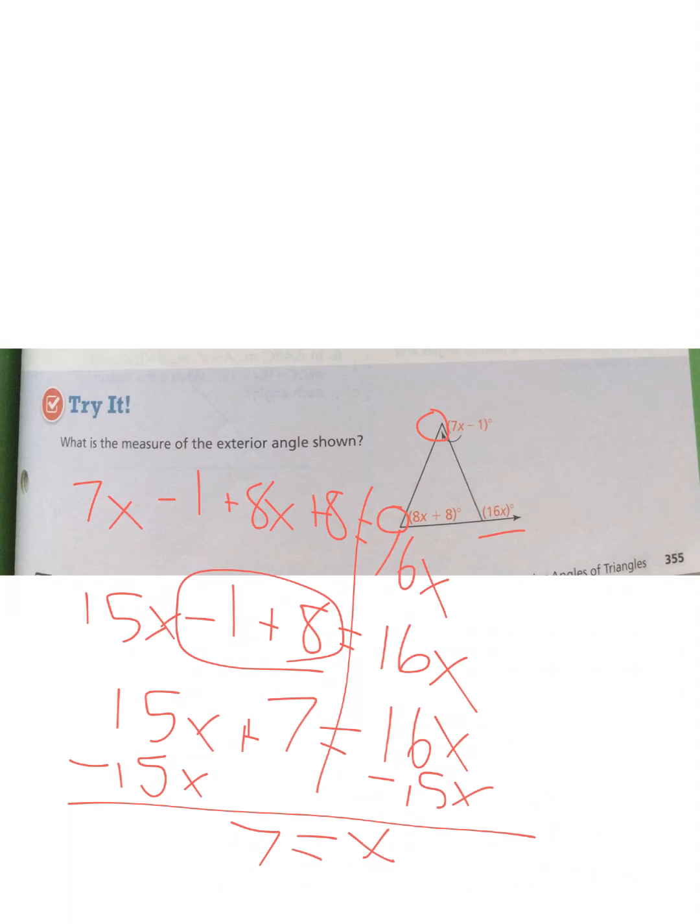That's not the angle measure, that's just what x is. If we actually want to find the angle measure of the exterior, we take that value of 7 and do 16 times 7, and we get 112 degrees. So that's what that angle measure equals, 112 degrees.